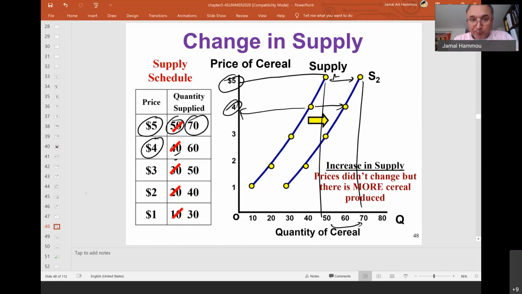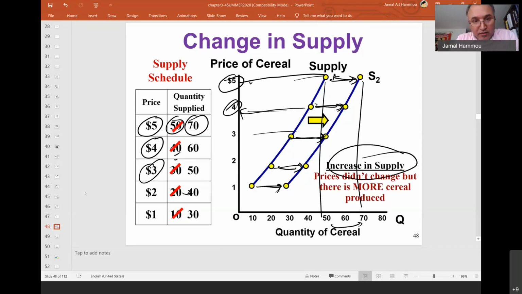At 4, and at 3, we moved from 30 to 50. At 2, from 20 to 40. So you can see what this means. The companies are willing and able to produce more at each price. At every price, companies produce more. That's called increase of supply. When we say increase of supply, it means that at every price, companies are willing and able to produce more.